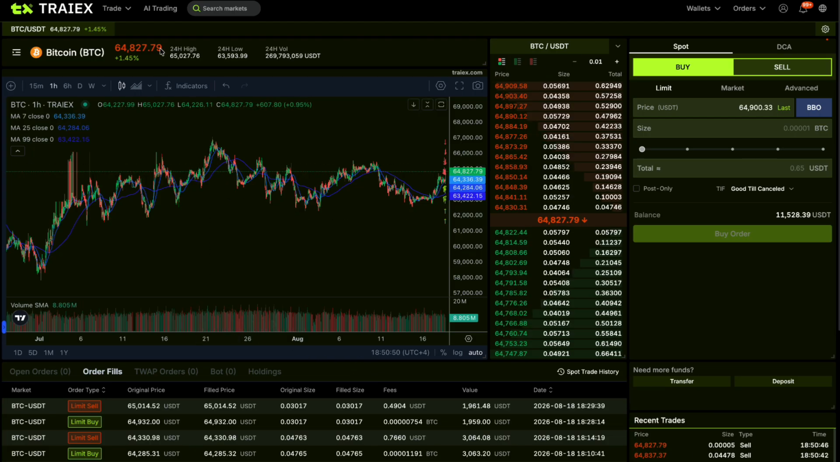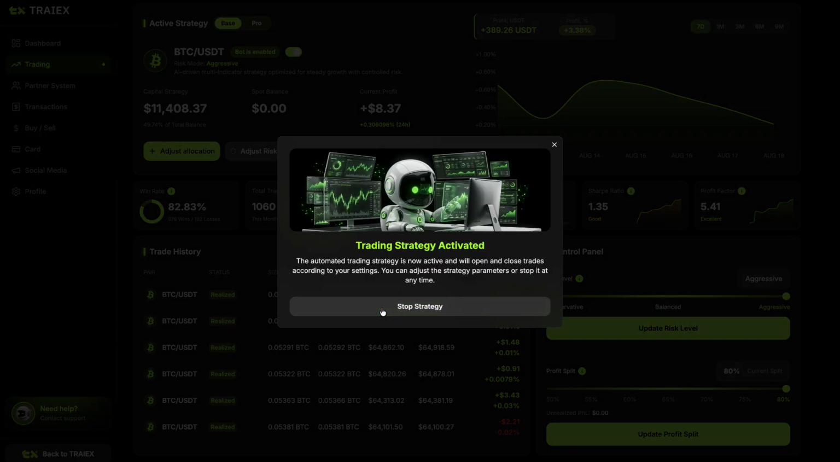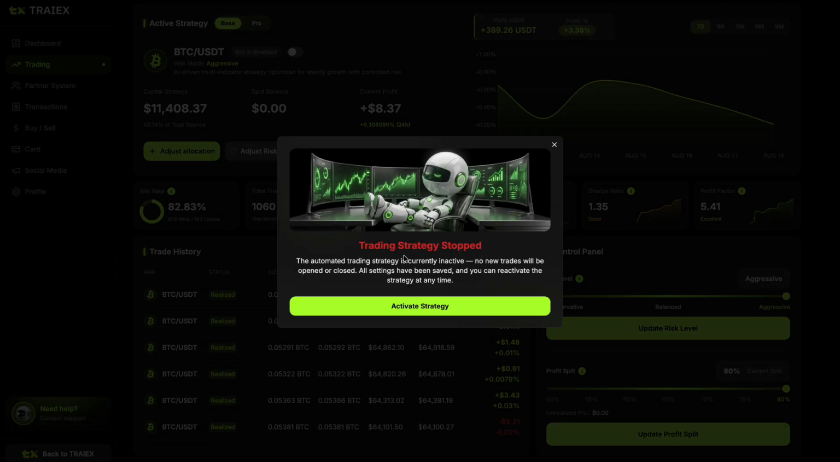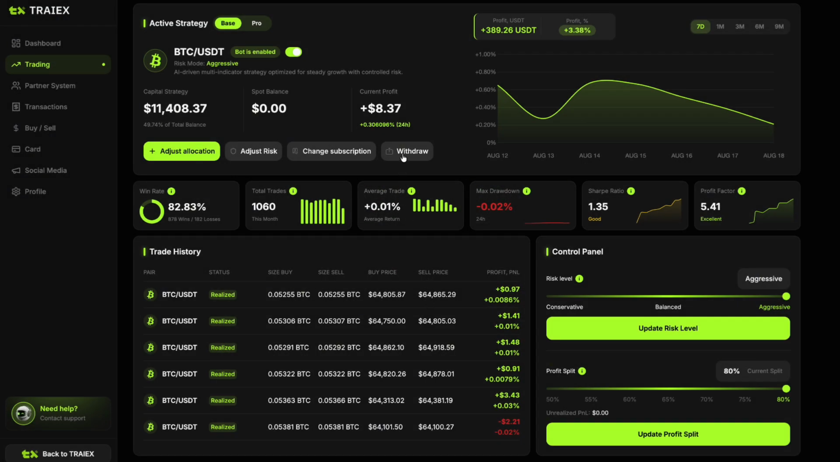Let's test control. We choose to stop the strategy. Done. New trades stop opening. And with the same switch, we activate it back. The technology works on the user's behalf without overriding their decisions.